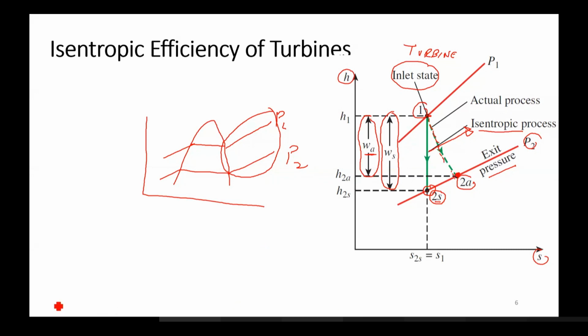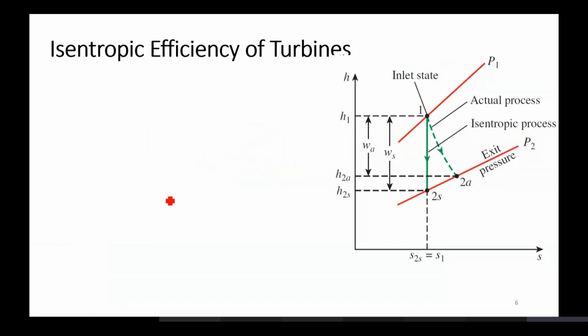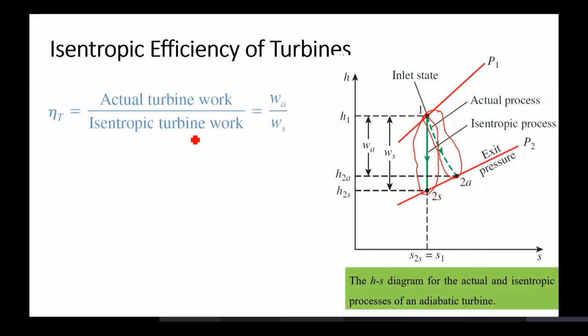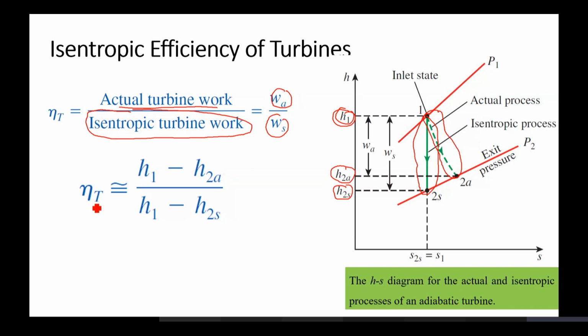So when we have to compute the isentropic efficiency, we compare the ideal work with the actual work. How? The actual work of the turbine is represented by WA, which is the difference between H1 and H2A. And the isentropic work, which is the maximum turbine work that you'll get, is WS, the difference between H1 and H2S. So the isentropic efficiency of a turbine is essentially H1 minus H2A, the actual work that you are getting out of the turbine, with regards to H1 minus H2S, the isentropic work that you get out of the turbine.